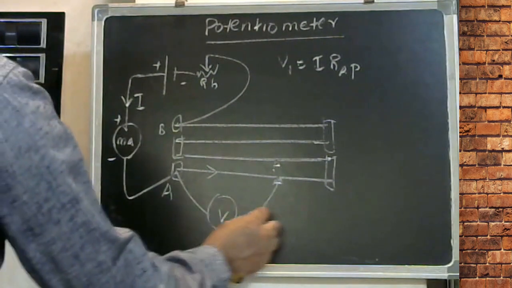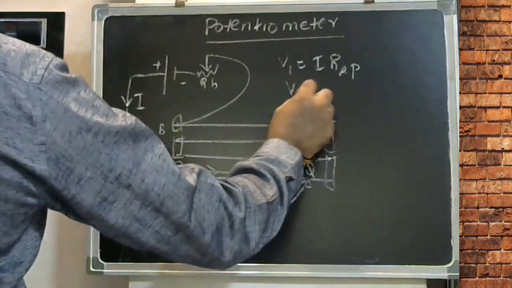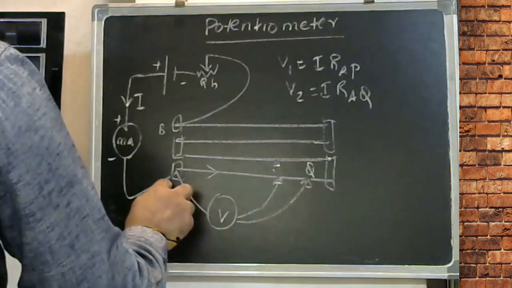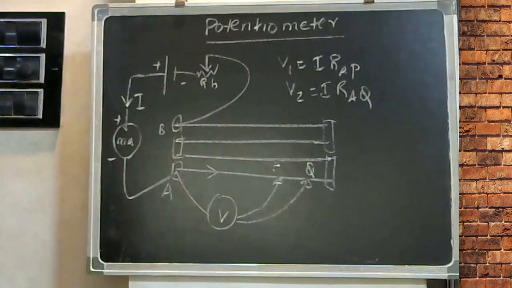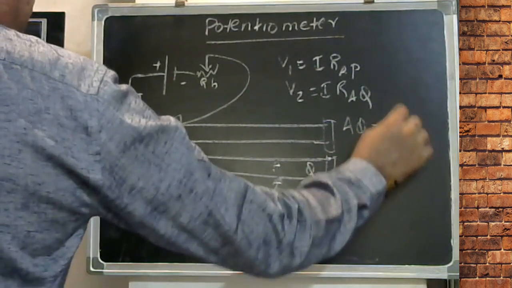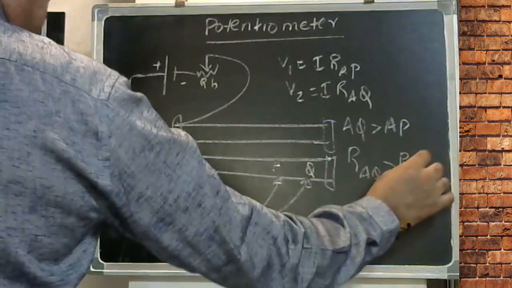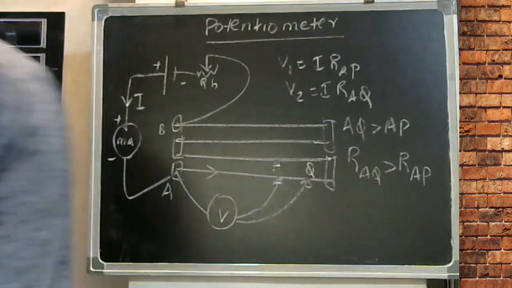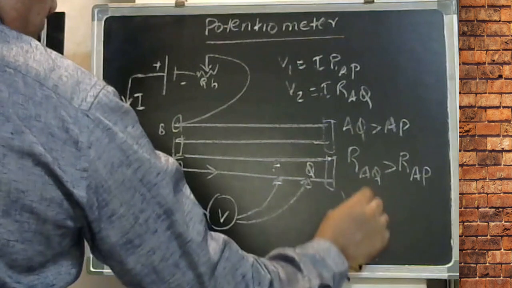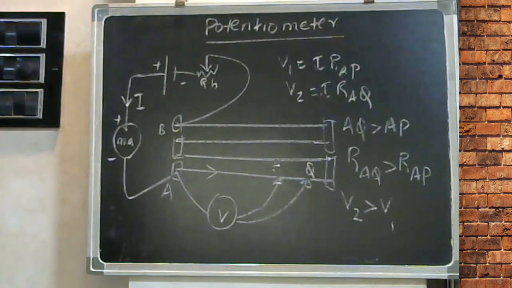If I touch the jockey somewhere else at Q, I'll have a different answer. V2 equals I times R of AQ. AQ is longer than AP. So clearly, since AQ is longer than AP, the resistance of AQ will be more than the resistance of AP, because R is proportional to length. Since the resistance of AQ is more than that of AP and I is constant, V2 will be more than V1. That means I'll have a higher reading at Q compared to P.